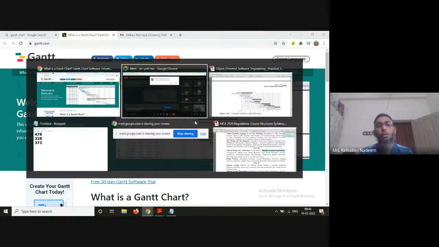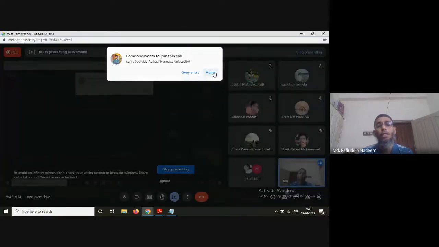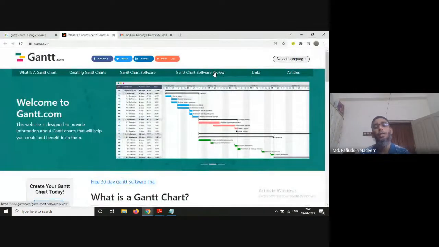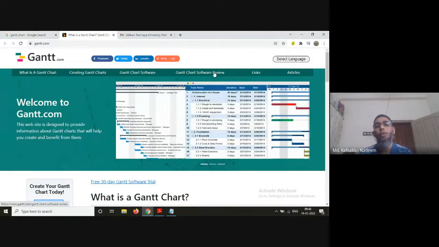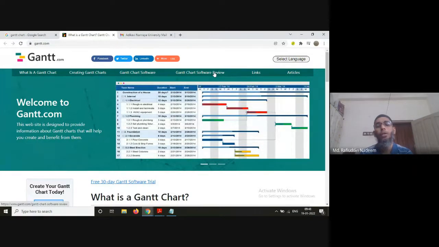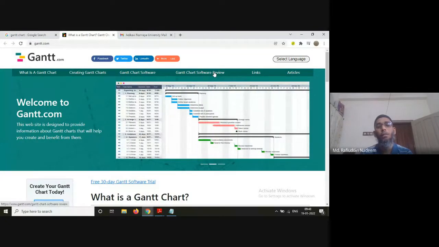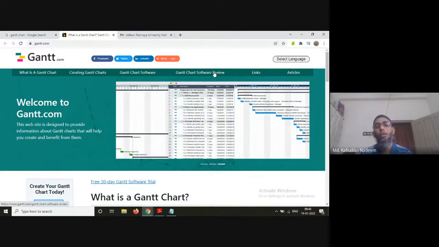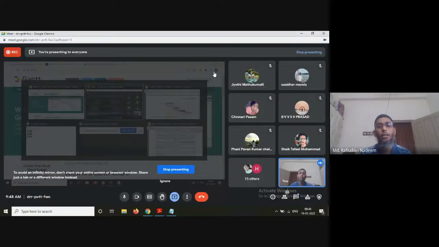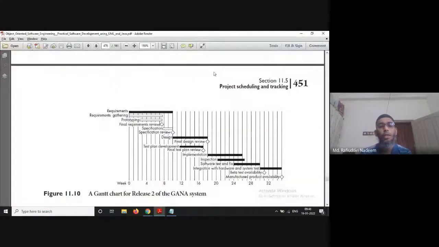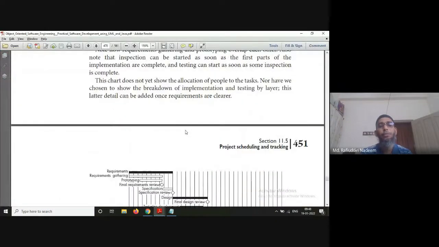Means it's not just meant only for computer science, but it can also be used in other areas of management as well as engineering. So we can plan and schedule which activities will be performed, and when they are going to start and when they are going to end. The starting date and ending date, everything you can specify using these Gantt charts. Okay, so that is about the Gantt charts.